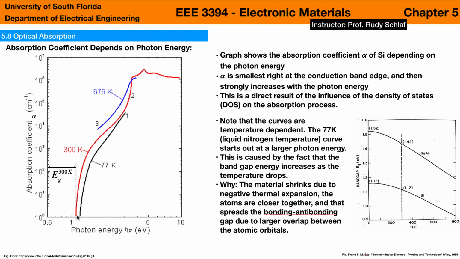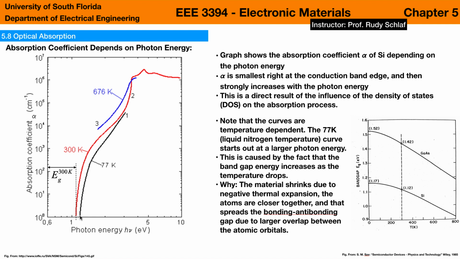Now what is happening here when they measure at 77 Kelvin or at 676 Kelvin? Well, 77 Kelvin is liquid nitrogen temperature, so here they put the slice of silicon into liquid nitrogen and then did the same experiment again. And so you see here that the curve now starts a little bit later on the photon energy scale, maybe at 1.2 electron volt.